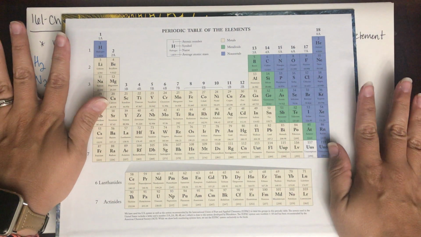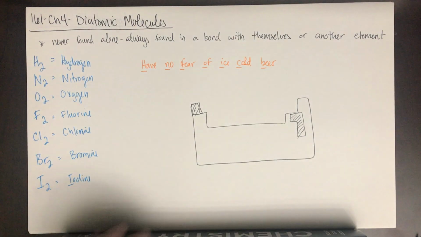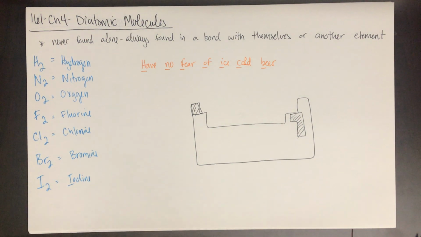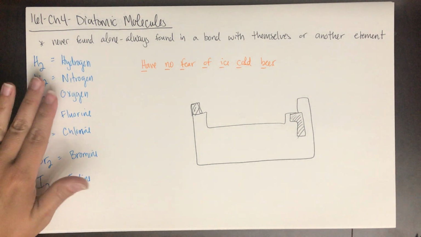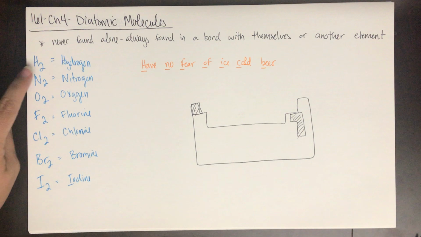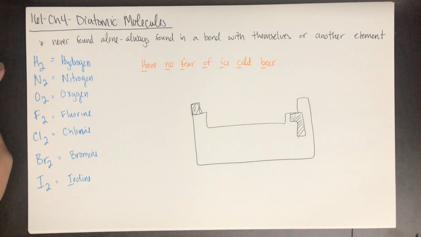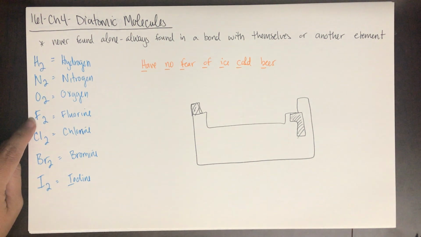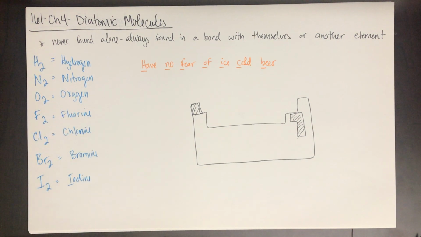So you need to know these. This will be really important when we start balancing equations and writing chemical equations. These are covalent molecules. It's 2 atoms of each of these covalently bonded with themselves. So you'll never see just one atom of a fluorine atom. It will always be F2, or it will be bonded to something else. So these are the 7 diatomic molecules.